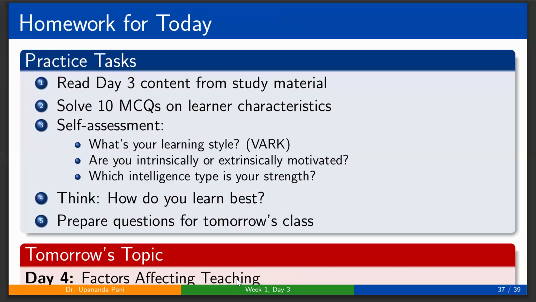So you should be able to tell what your learning style is. Are you intrinsically or extrinsically motivated? Which intelligence type is your strength? You have to give me that in writing, or let us have a discussion on the Google Classroom. Do a self-assessment and think about how you learn best, and you can also prepare questions for tomorrow's class, right? Tomorrow's topic will be factors affecting teaching.